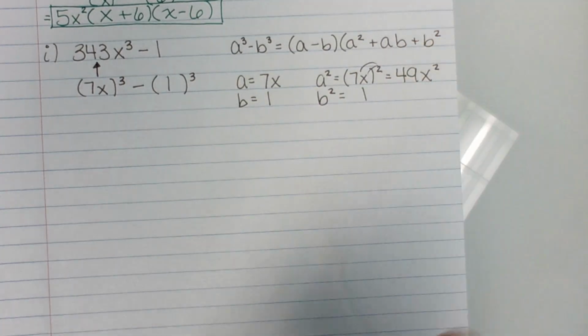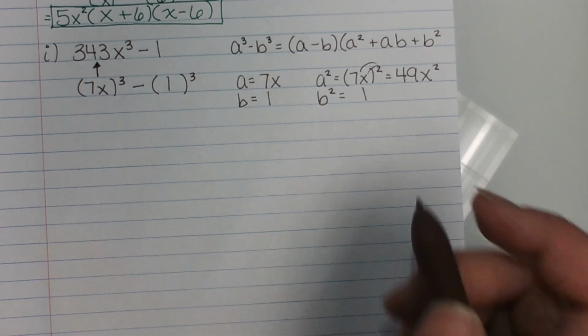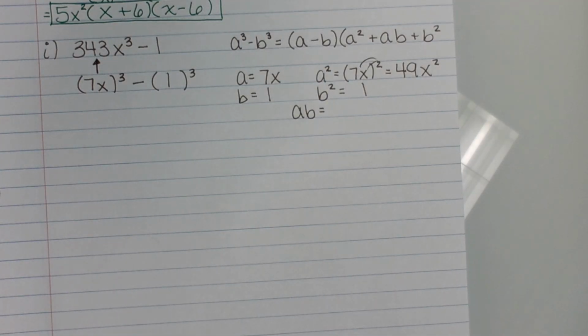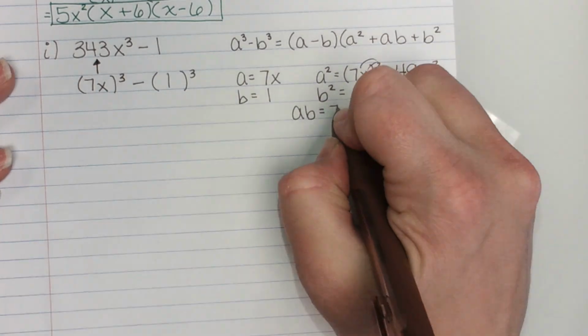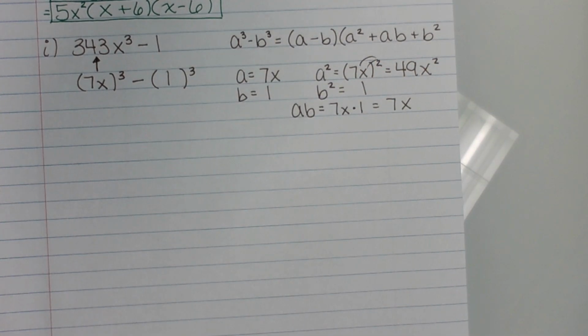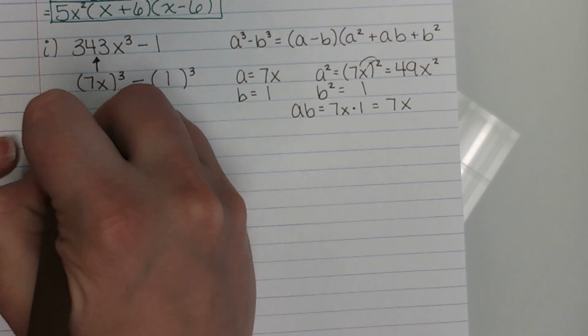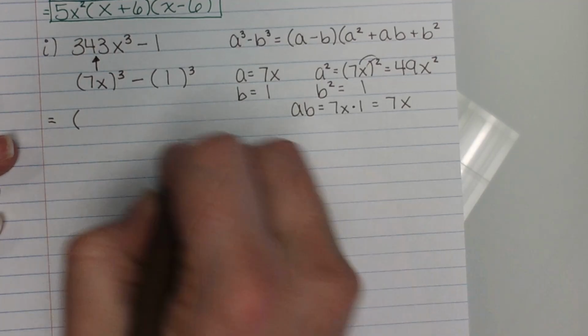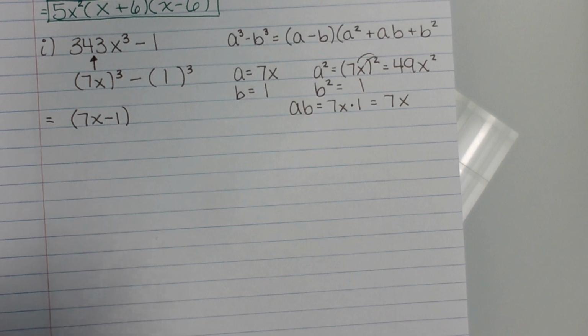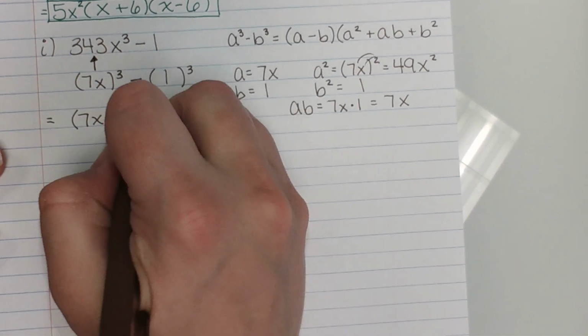1. Connor, what's AB? Just 7x, because it's 7x times 1. Ryan, in its factored form, what's going to go in the first set of parentheses? 7x minus 1. Beautiful. Aiden, what goes in the second set of parentheses?